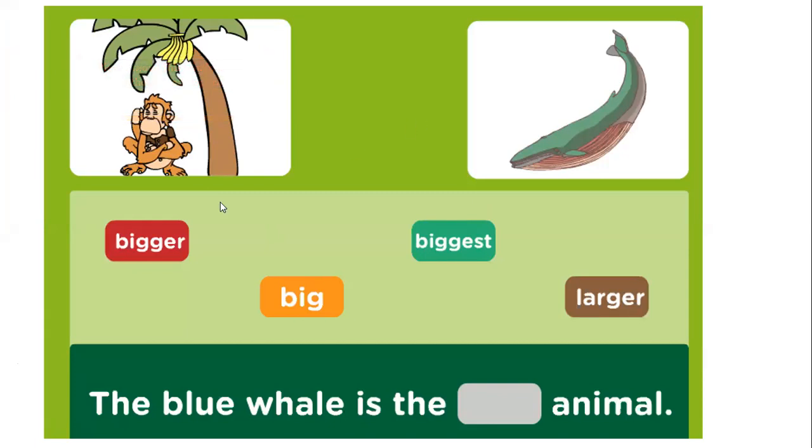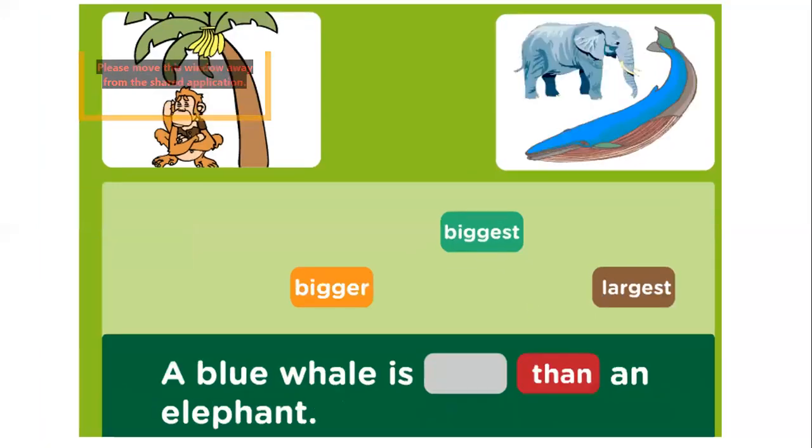Now, choose the correct one. We have bigger, we have biggest, we have big, we have larger. The blue whale is the animal. What do I say? Bigger animal, big animal, biggest animal, or larger animal? Biggest. Excellent. The blue whale is the biggest animal.